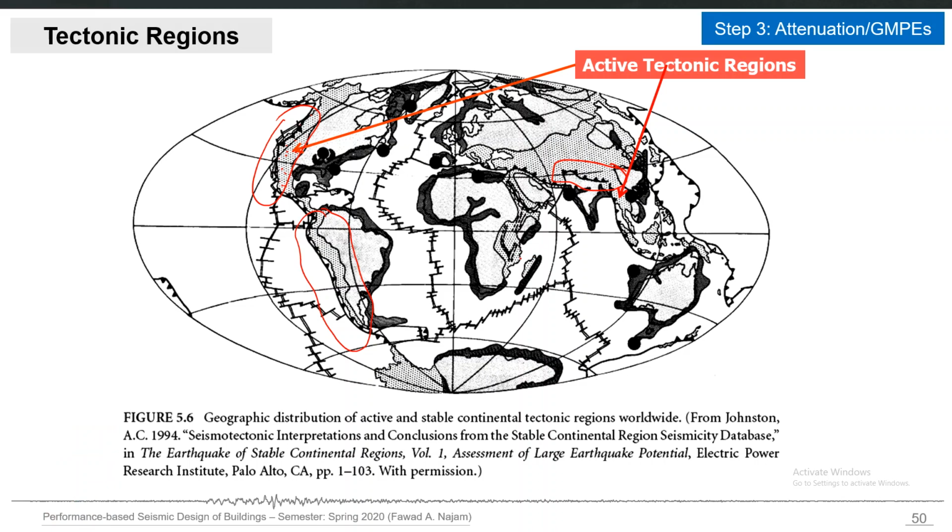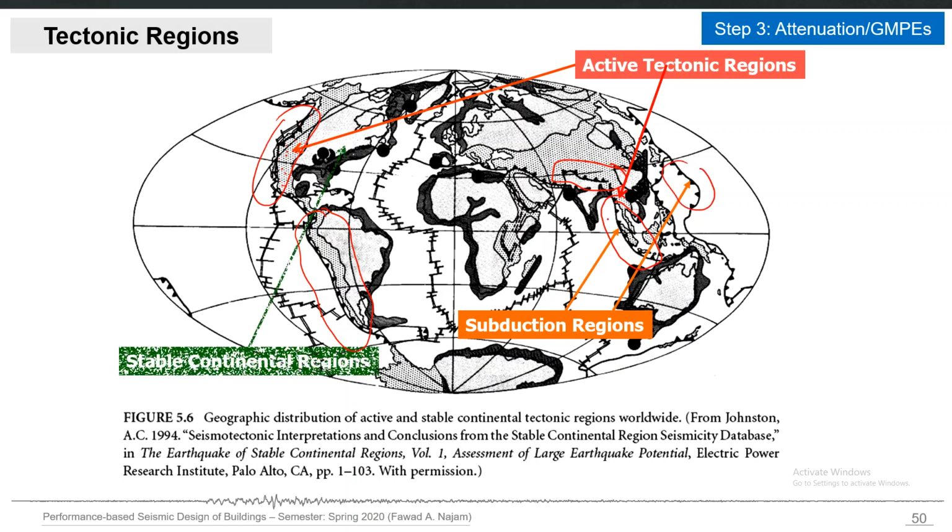The second seismotectonic environment is the subduction zones. So here you can see Southeast Asia, and here also a subduction zone. And lastly you have the stable continental regions, for example this part, or maybe here, for example Australia, Africa, the middle of Africa. These are all stable continental regions, and different GMPs are developed for these seismotectonic environments.